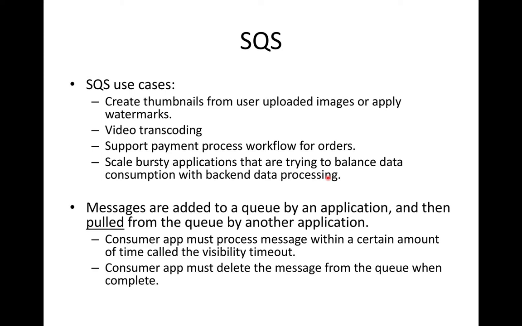That message then, at some later time, is pulled from the queue by another application within your platform, or another component. And I emphasize the word pull here because this is really one of the major differences between the simple notification service and the simple queue service. If you recall, the simple notification service will push messages out to subscribers. With the simple queue service, the messages are being pulled by these consumers, by these workers. They're being pulled off of the queue. Once the consumer pulls the message from the queue, it's going to perform some work, and it then has to delete the message from the queue.